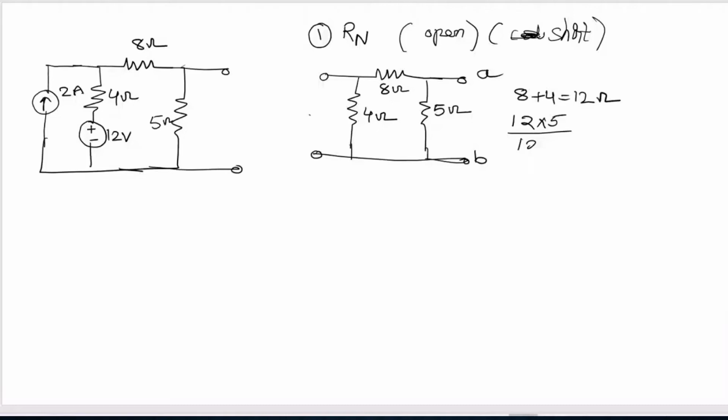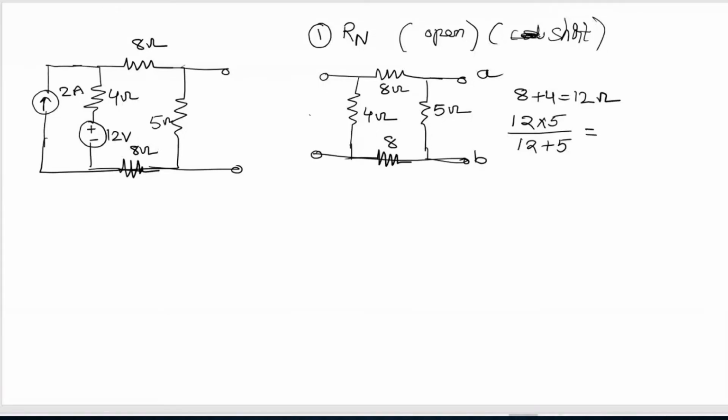Oh, sorry, I have forgotten one 8 ohms resistance here. So here one 8 ohms resistance is there. So 8 plus 4, how much? 8 plus 4, 20 ohms.